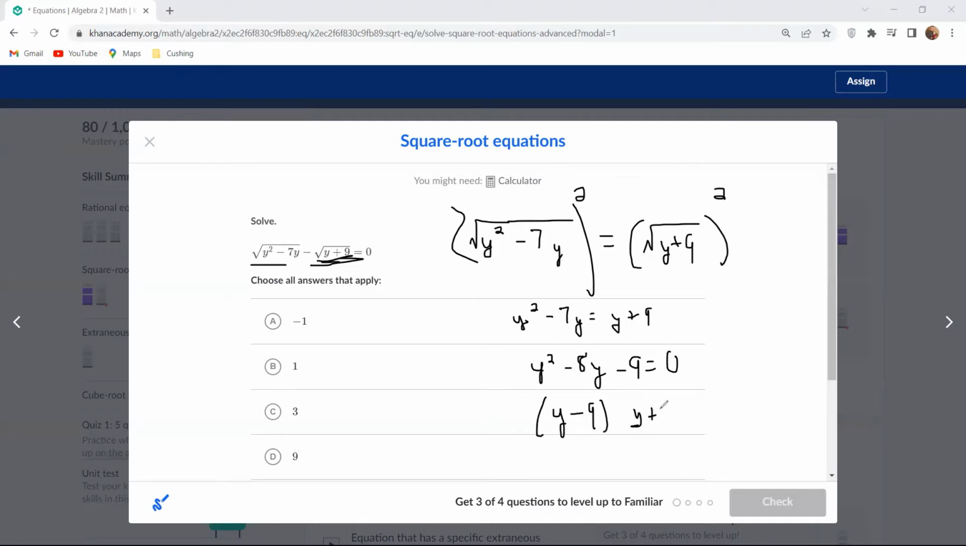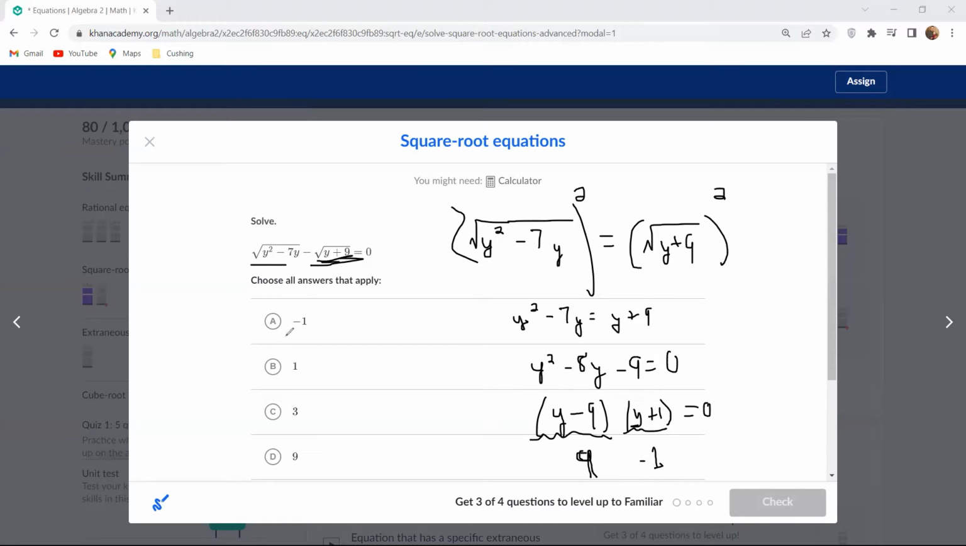So what might happen is one of these solutions might not work. This equals 0. This gives me two solutions. Positive 9, because if I plug in positive 9 here, this factor will equal 0, and negative 1, because if I plug in negative 1 for y, this factor will equal 0. So my two solutions are 9 and negative 1. One of them might not work, so we have to test it.